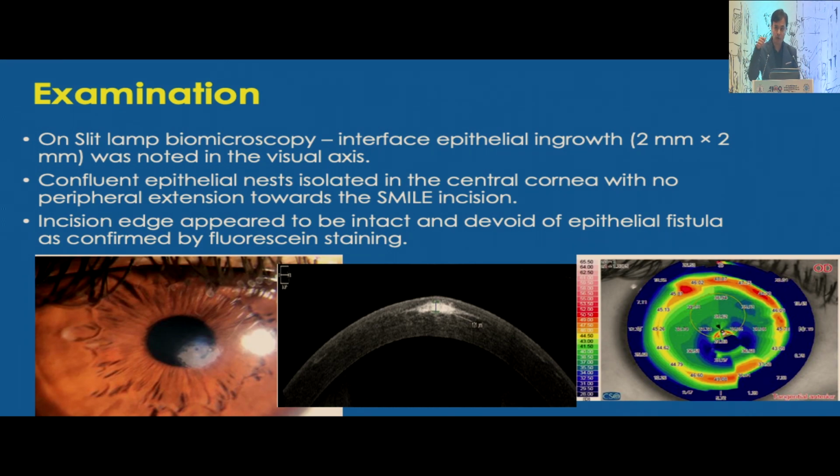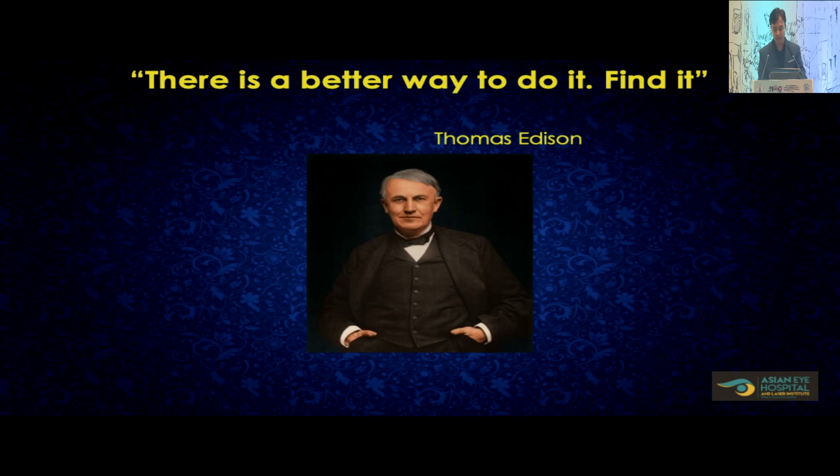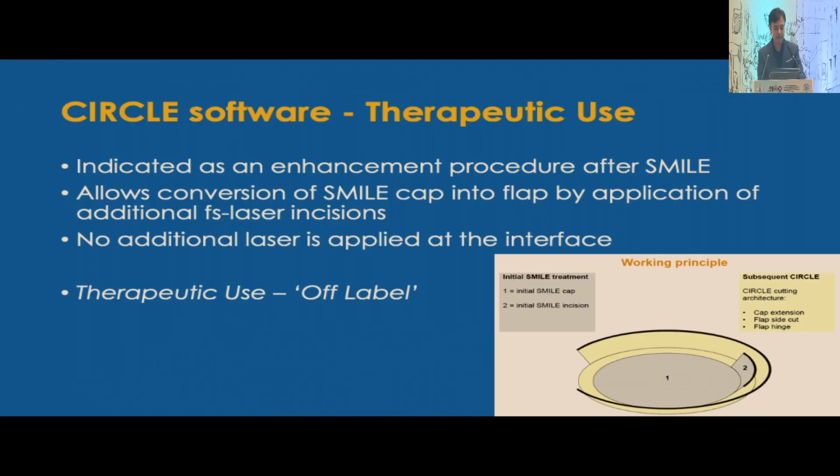When we did the fluorescein stain, we could see that the small incision that we take in SMILE was actually quite intact, and it was devoid of any epithelial fistula. So this was extremely important for us to know how to approach this case. As we discussed, there were two cases already published. In both of them, they had gone through the small incision, and in both of them there were a high amount of recurrences. There is one patient already published with YAG laser, but that was in the periphery. So as Thomas Edison says, there is a way to do it, and we have to find it.